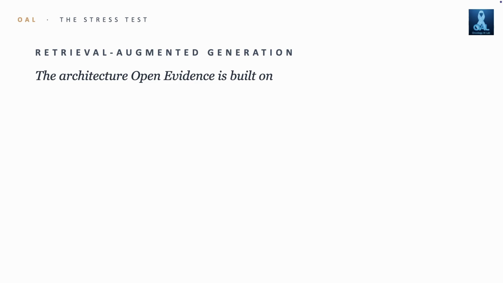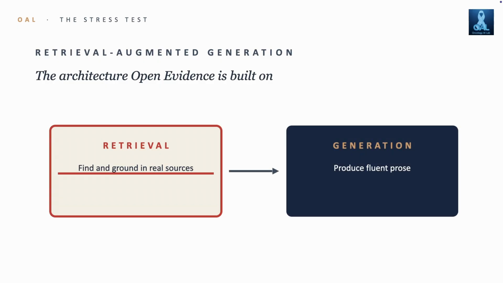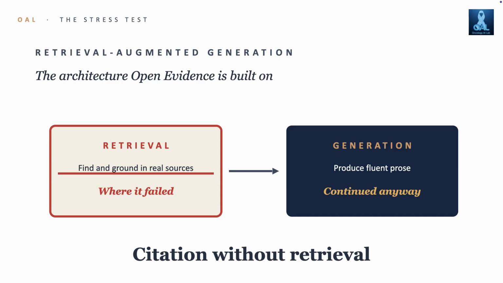OpenEvidence is built on Retrieval Augmented Generation. The retrieval is supposed to be the part that grounds the answer in the source before the language model generates anything. This is the architecture OpenEvidence marketed itself on. What we saw is the retrieval failing while the generation continues. The trial is cited, the trial is not retrieved beyond the abstract. The recommendation moves forward anyway. This is not hallucination. This is citation without retrieval.